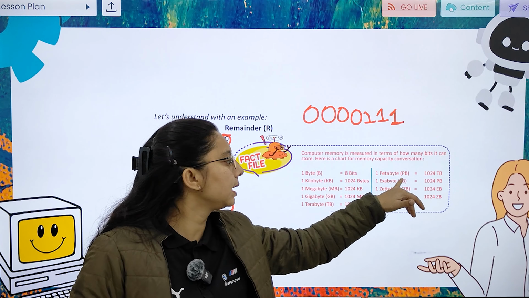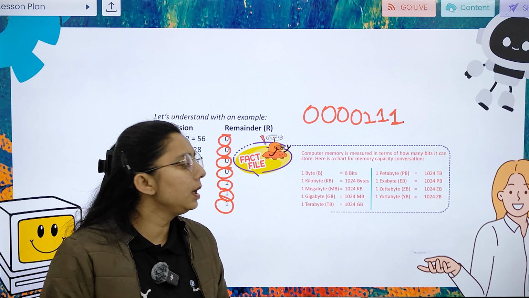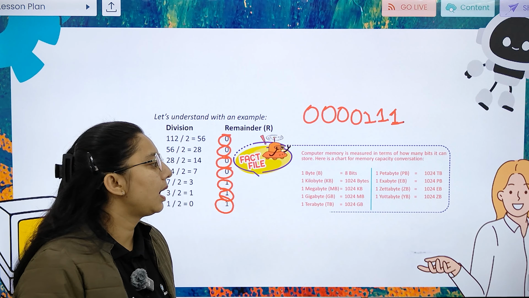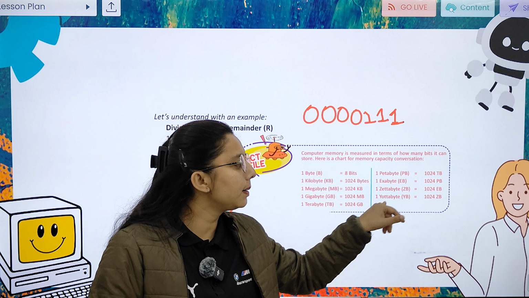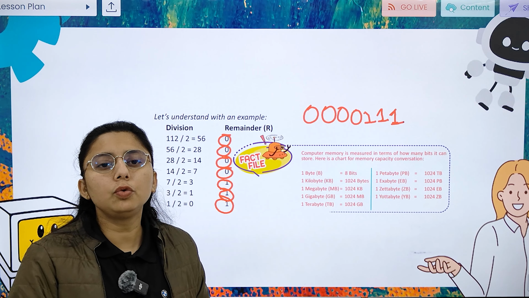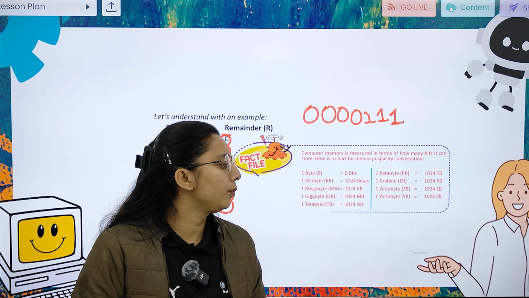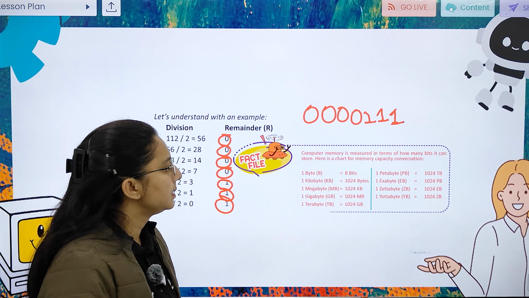And then 1 petabyte is 1024 TB. Then we have 1 exabyte, that is 1024 PB, that is petabyte. Then we have 1 zettabyte, which is equal to 1024 exabytes. Then 1 yottabyte, that is 1024 zettabytes.